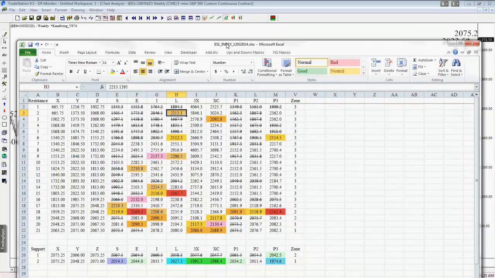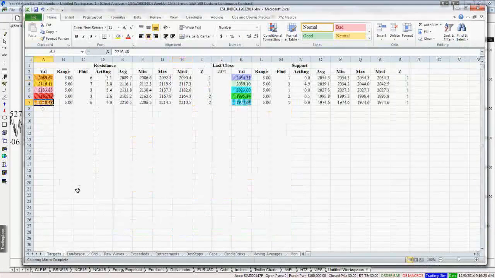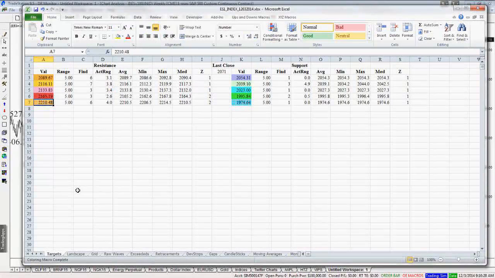Right around that 22, what's my confluence point? 2210. Let's watch that number. It's going to be a really important number. Okay, and we should continue to see that number come up time and time again as we move forward.